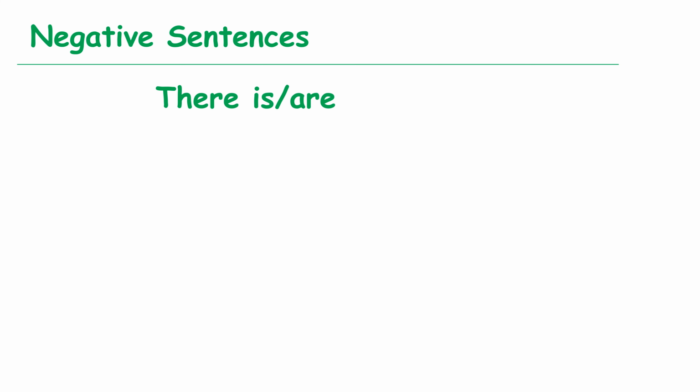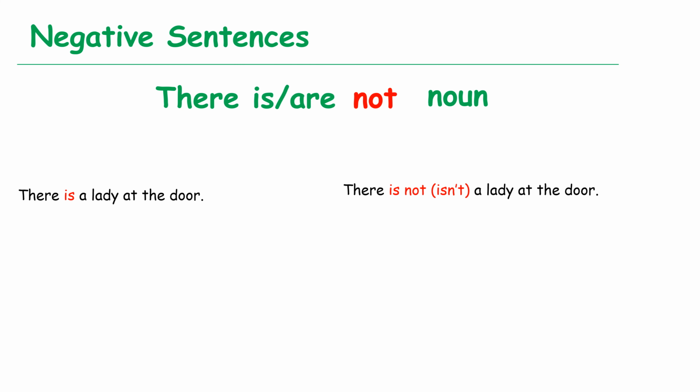To make sentences that start with the expression there is or there are negative, all we need to do is add not right after is or are in the sentence. Let's look at it in a few examples. There is a lady at the door. There is not a lady at the door. To make it shorter, you can also say there isn't a lady at the door.